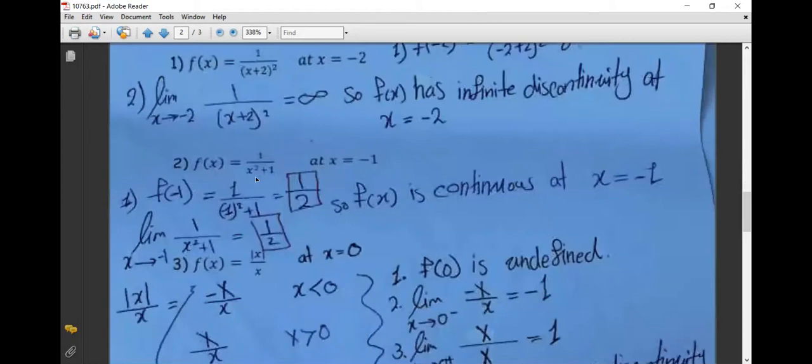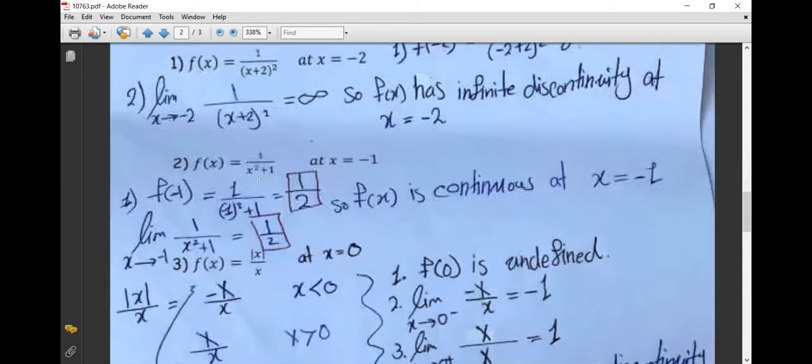Okay. So in this, x is equal to minus 1, we will check. So minus 1 squared is what? This time around the things will be changed. Minus 1 squared will become positive. 1 plus 1, so it's 1 over 2. 1 over 2 is a finite number. So your function becomes continuous at x is equal to minus 1. Got it?